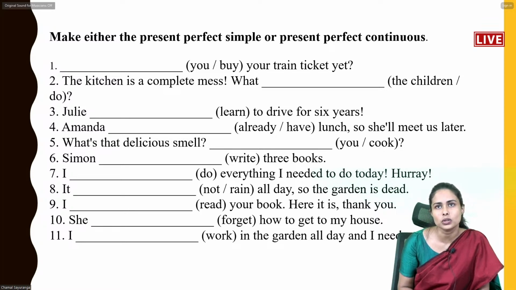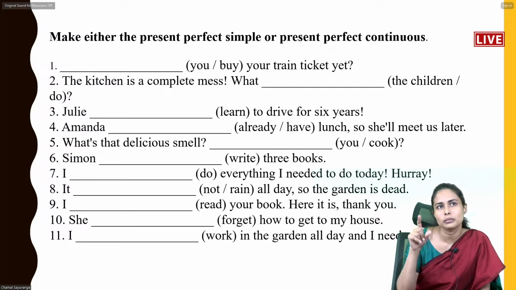Good. Next one, it not rain all day, so the garden is dead. You can either use present perfect or, better, present perfect continuous, because raining takes time, no? It takes time. Then the correct sentence is: it has not been raining all day, so the garden is dead. I am using the negative because there is a "not." The word not is there, therefore it has not been raining. It has not been raining all day, so the garden is dead.